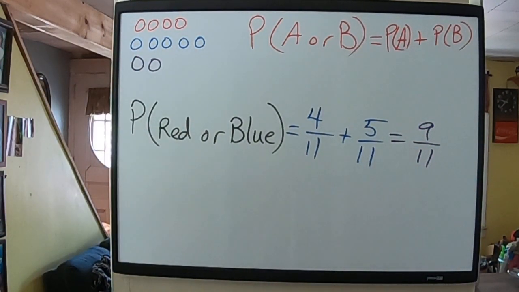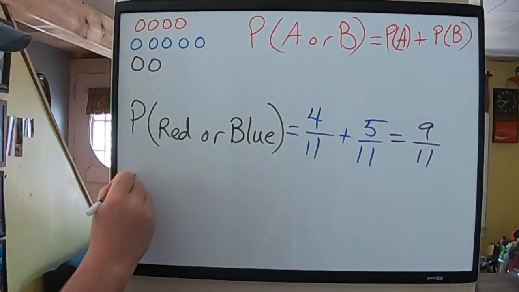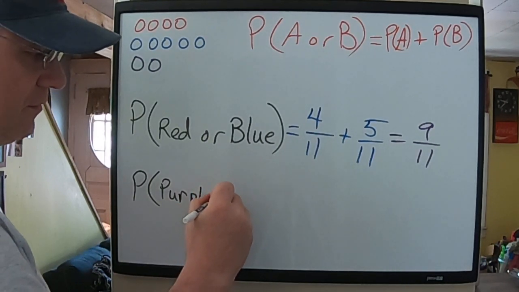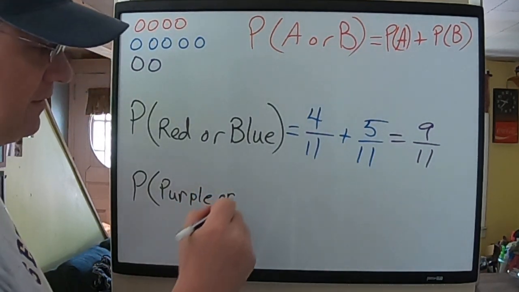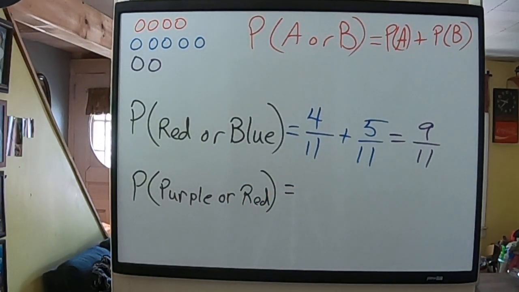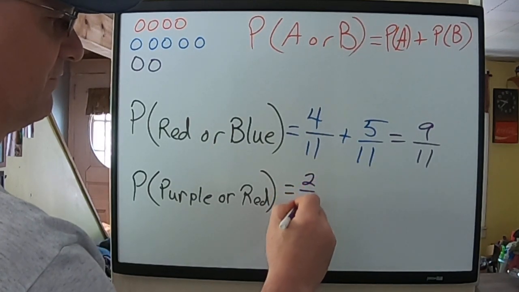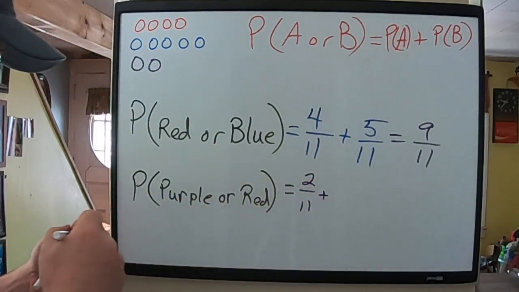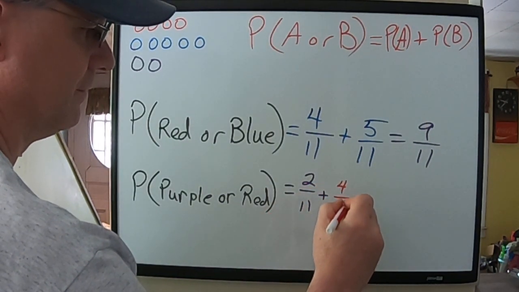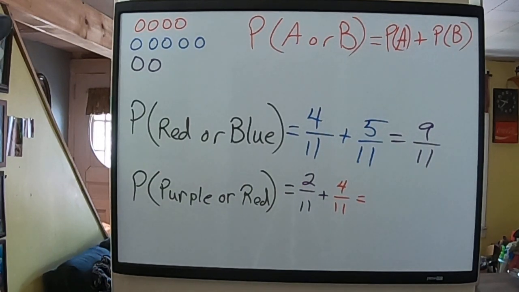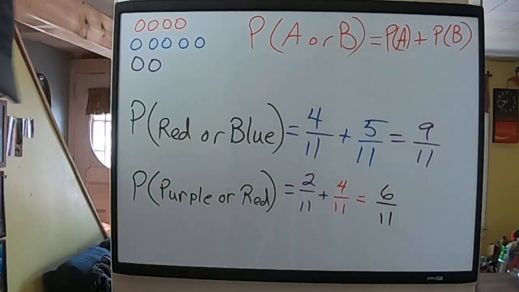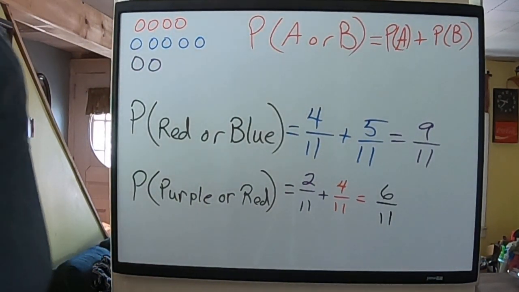The last little bit is what's the probability of purple or red. The probability of getting a purple is 2 out of 11. The probability of getting a red, again, is 4 out of 11. And so the probability of purple or red is 6 out of 11.